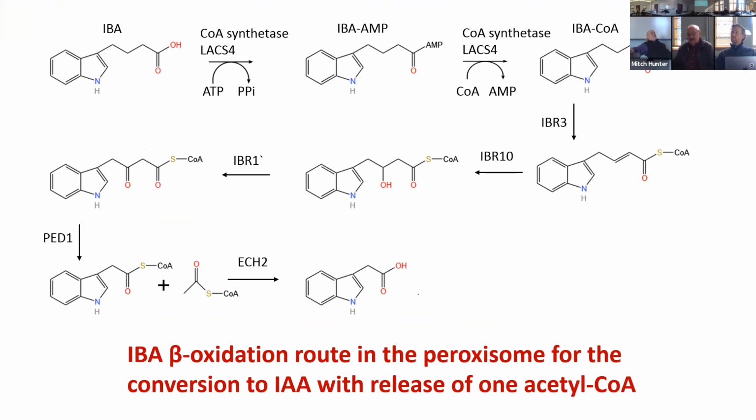But IBA, in order to be active, has to go through beta oxidation. And I know that all of you remember beta oxidation from your high school biology class. Beta oxidation is critically important in all organisms, in that you have to be able to take fatty acids and move them into acetyl-CoA. In order to do that, the peroxisome, an organelle that 50% of plant biologists have never heard of, does that process. Many of the enzymes involved in fatty acid beta oxidation are also involved in IBA beta oxidation, but there are specific ones that are unique to IBA.